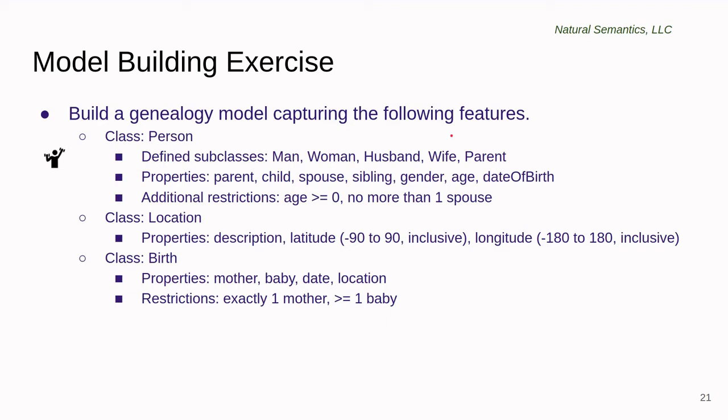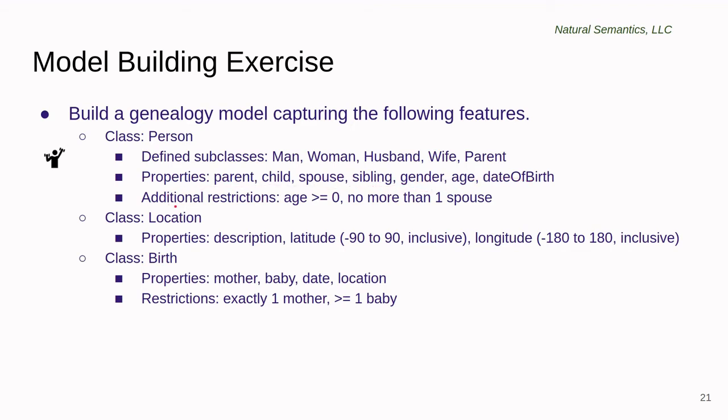This brings us to our next exercise. The task at hand here is to build a genealogy model that captures the following features. There is a class person. It has defined subclasses: man, woman, husband, wife, parent. There are properties in this model: parent, child, spouse, sibling, gender, age, date of birth.